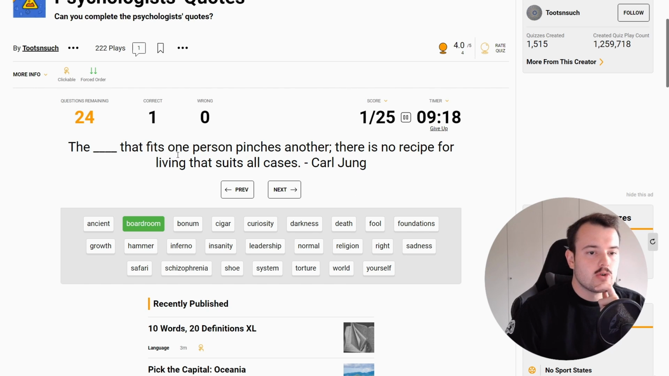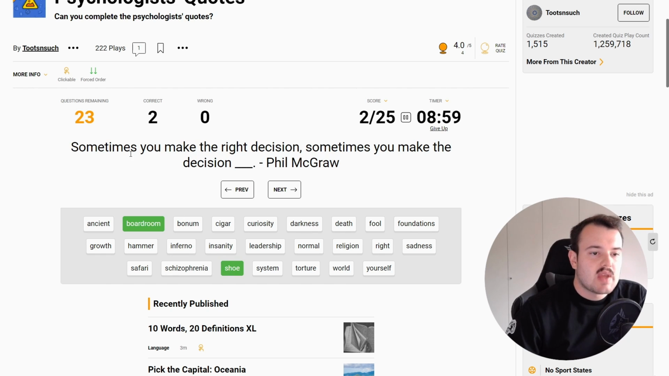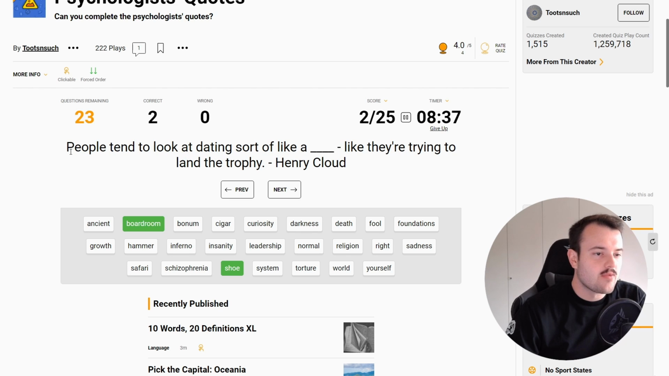The that fits one person pinches another. There is no recipe for living that suits all cases. The shoe, probably. Probably the shoe, right? Hell yeah. Sometimes you make the right decisions. Sometimes you make the decision... I don't know that. It sounds like it could be yourself. That fits the sentence. And then what would the meaning be? Sometimes you make the right decision. Sometimes you make the decision yourself. Sounds deep. I'm 14 and this is deep.